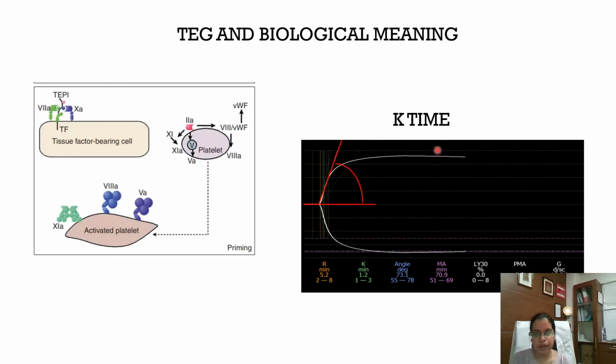Now we have K time. The K time is the time to achieve a 20 mm clot strength. So now the thrombin that has been formed will activate platelets, and it will activate other coagulation factors like factor 8 and factor 11. So all this will result in further activation of thrombin. So this is the amplification phase, that is to achieve a 20 mm clot strength. That is the K time.